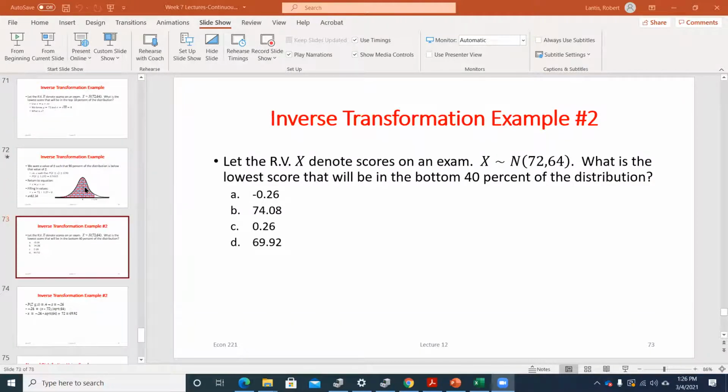Time for this last one. So let's do a similar type of inverse transformation. Same sort of setup, same exam scores. But now I want the score that would be the lowest score I could see in the bottom 40%. Or essentially, what's the cutoff for being in that bottom 40% or top 60%?